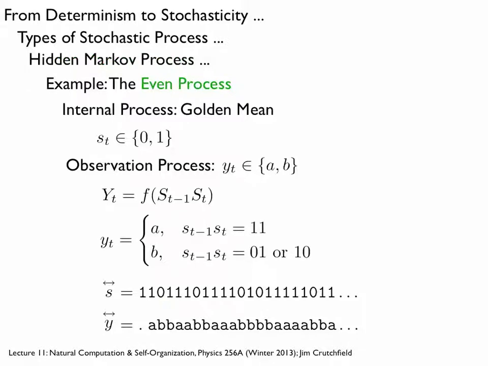So here's another example prototype process that we'll work with a lot. It's called the even process. The names of these processes will become clear as we begin to analyze them a little more. The previous one I called golden mean, no consecutive zeros. This is called the even process. So this might become a little bit clear here. The internal process is going to be the golden mean process. So let's take a binary alphabet. This is generating all binary sequences except those with consecutive zeros.